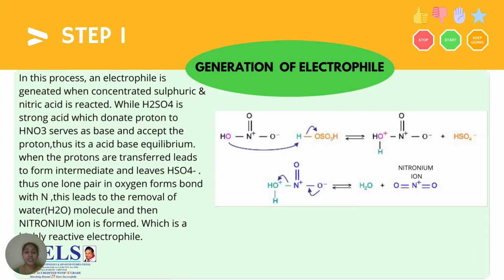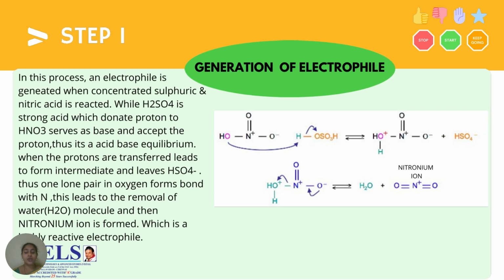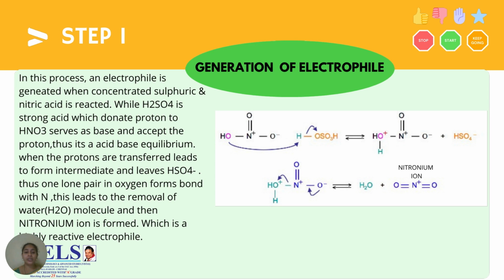This also involves three steps. In step one, generation of the electrophile. When you treat concentrated sulfuric acid with nitric acid, the concentrated sulfuric acid acts as a strong acid and donates a proton to HNO3, which serves as a base. It accepts the proton, and we can see this as an acid-base equilibrium. When the proton is transferred, this leads to an intermediate ion and also HSO4 minus.